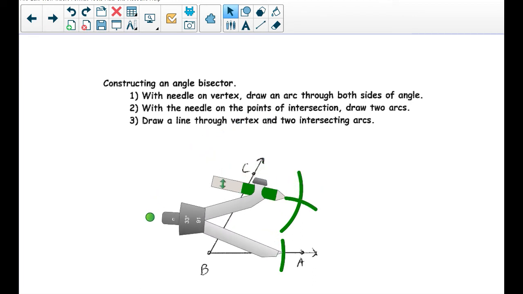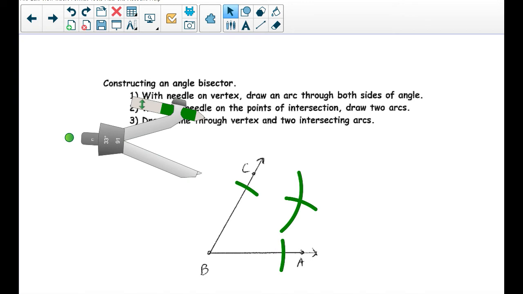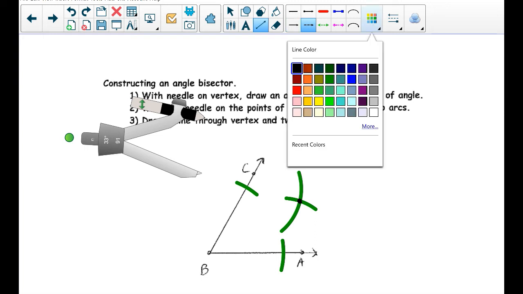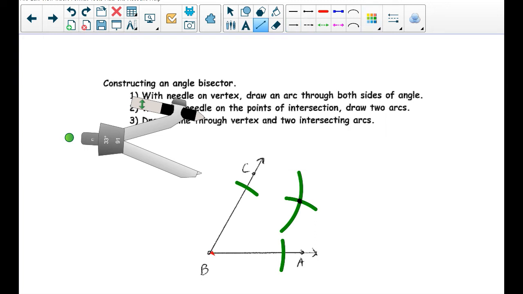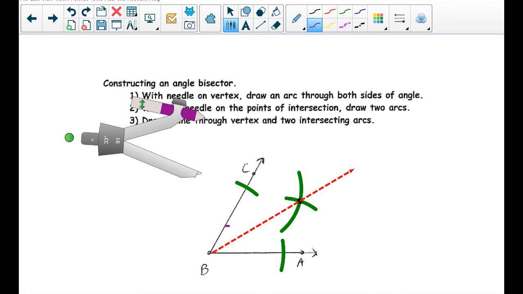Make my mark. And where those two intersect is where that last ray, the bisector, comes in. So right through that intersection point. So these two angles here should be congruent to each other then. Okay? Questions on that?